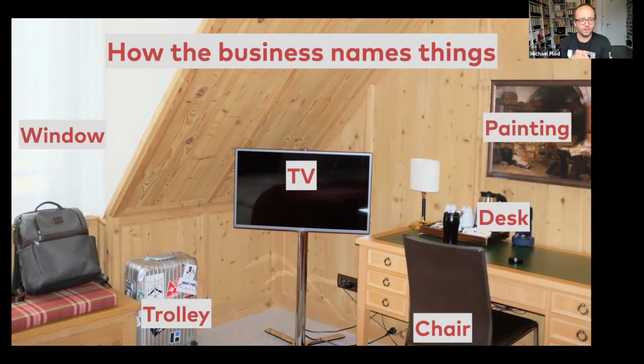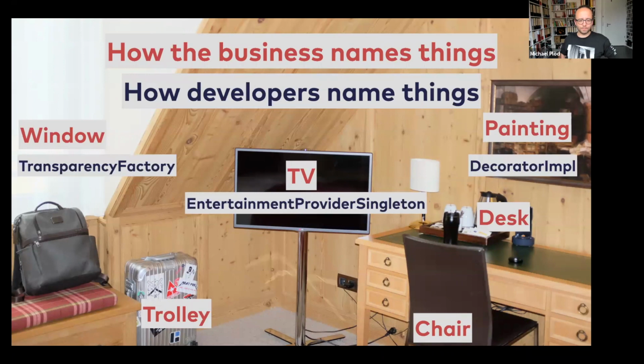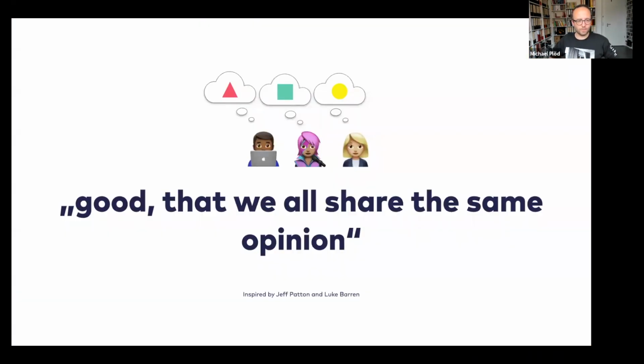And now let's take a look at a possible implementation of that hotel room. If I look back at a couple of code reviews or architecture reviews that I've done throughout the last few years, I would come across things like a transparency factory class name, an entertainment provider singleton, a decorator impl, a work enablement device, a rollable stuff container, or a REST provider. Yeah. It's good that they all share the same opinion.